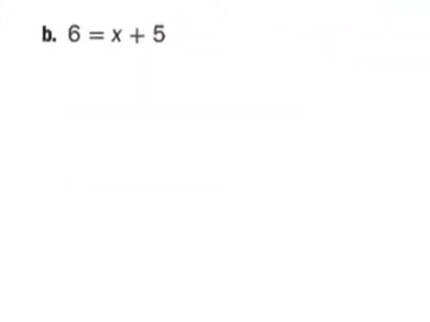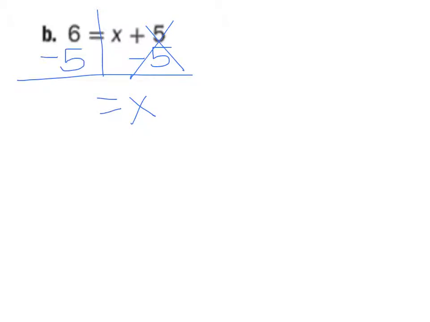So here we have 6 equals x plus 5. So I want to get x all by itself. It's called isolating the variable. So I'm going to subtract 5 and get rid of that 5. So I have just x. But then I have to subtract 5 on that side. 6 minus 5 is 1. I can check it. Let's see, if I put 1 up here, 1 plus 5, yep, it's 6.